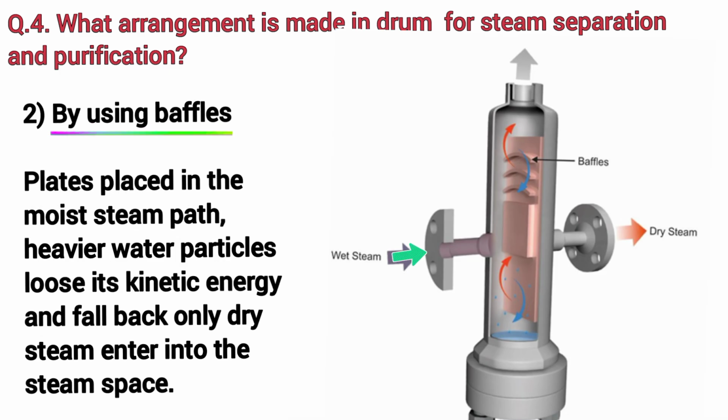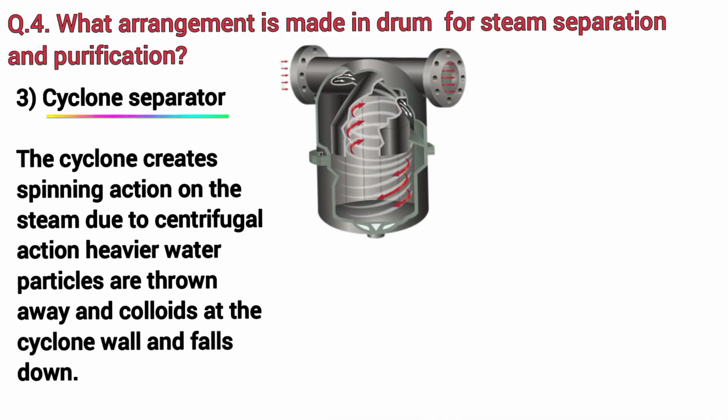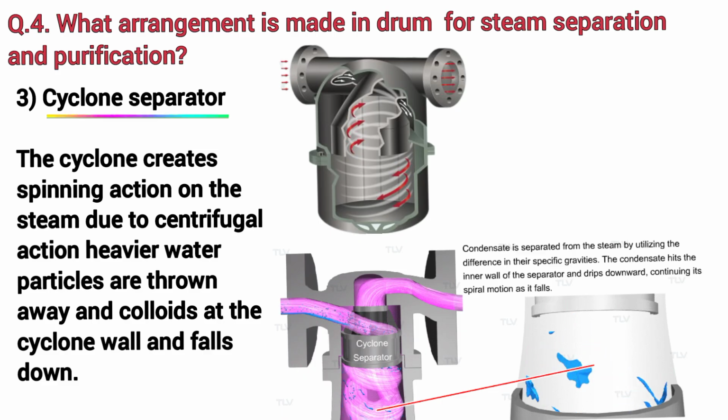2. By using baffles, plates placed in the moist steam path. Heavier water particles lose their kinetic energy and fall back, and only dry steam enters the steam space. 3. Cyclone separator. The cyclone creates a spinning action on the steam due to centrifugal action. Heavier water particles are thrown away, collect at the cyclone wall and fall down.